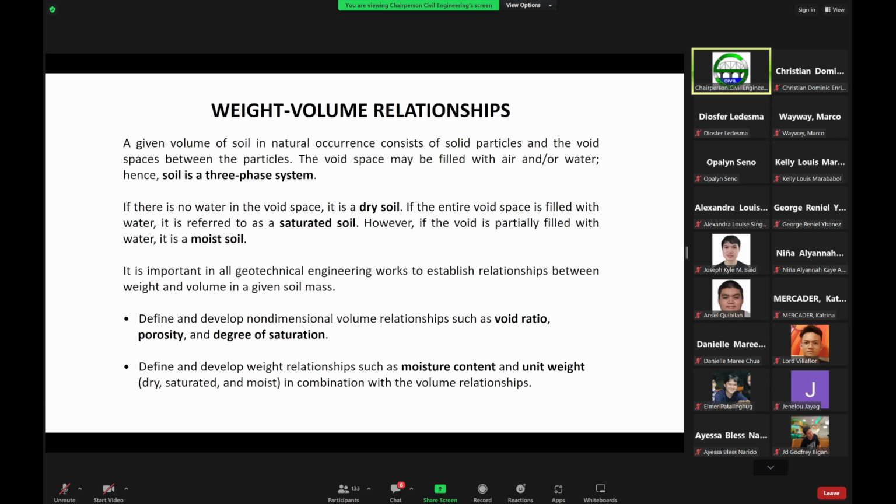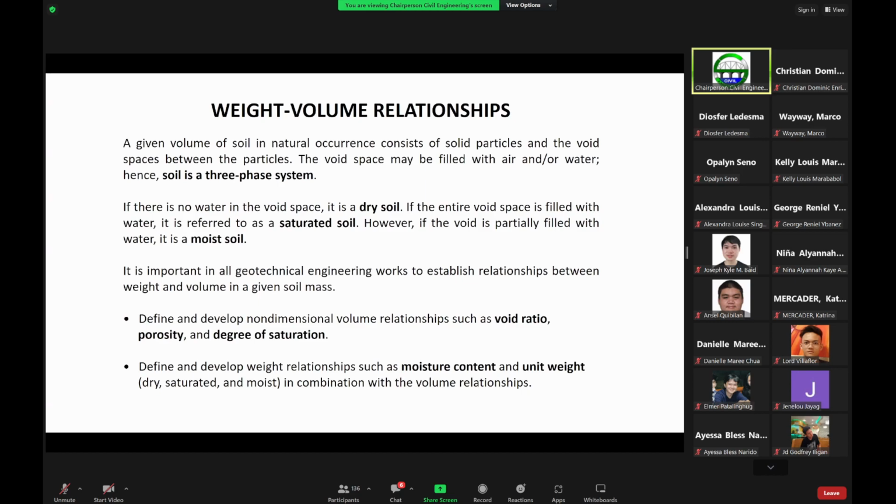Hence, soil can be considered as a three-phase system. You have the solid phase, the air phase, and the water phase. If there is no water in the void space, then it is called a dry soil. But if the entire void space is filled with water, then it is referred to as a saturated soil.